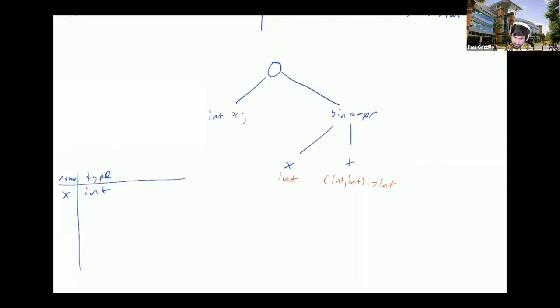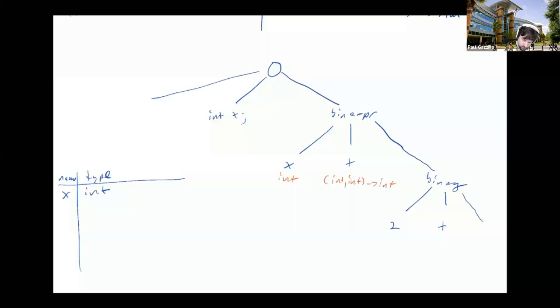in our language, we can have these nested data structures. We can have this nested syntax. So a binary expression might have yet another binary expression. Let's do it this way. So let me add another declaration to our language. Let's call this P.